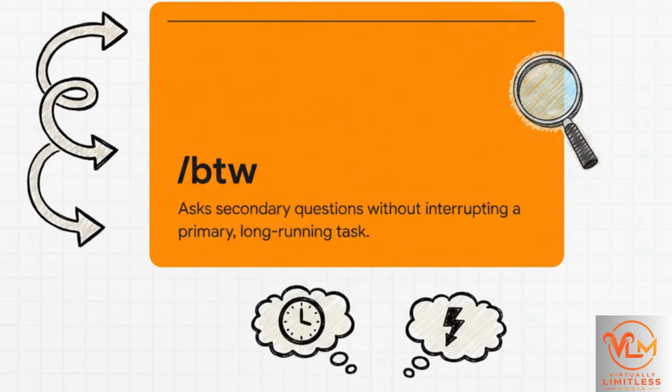Okay, picture this. Claude is chugging along on a super complex, time-consuming coding task, and suddenly you realize you need the answer to a totally unrelated quick question. Instead of opening a brand new chat window and losing your whole workspace context, you just type /BTW. Literally, by the way, it's incredible. This is exactly how you multitask with AI. It lets you fire off side questions and get answers without ever interrupting the massive job running in the background.